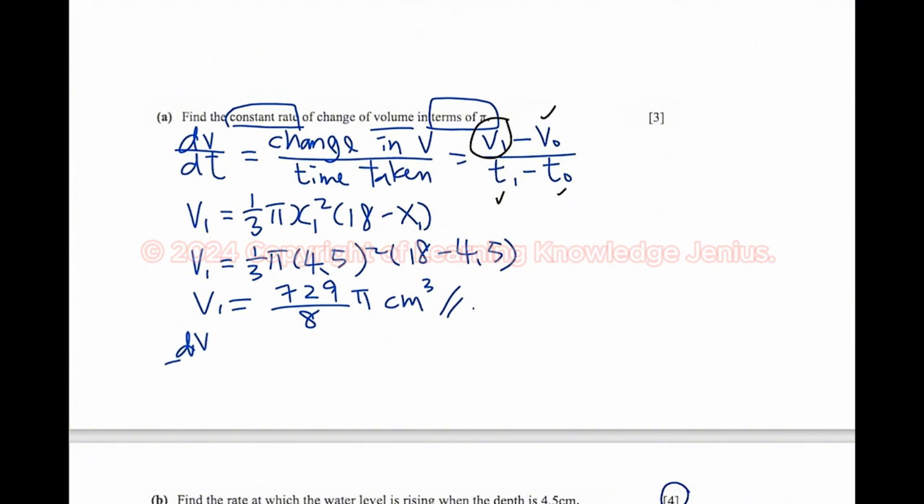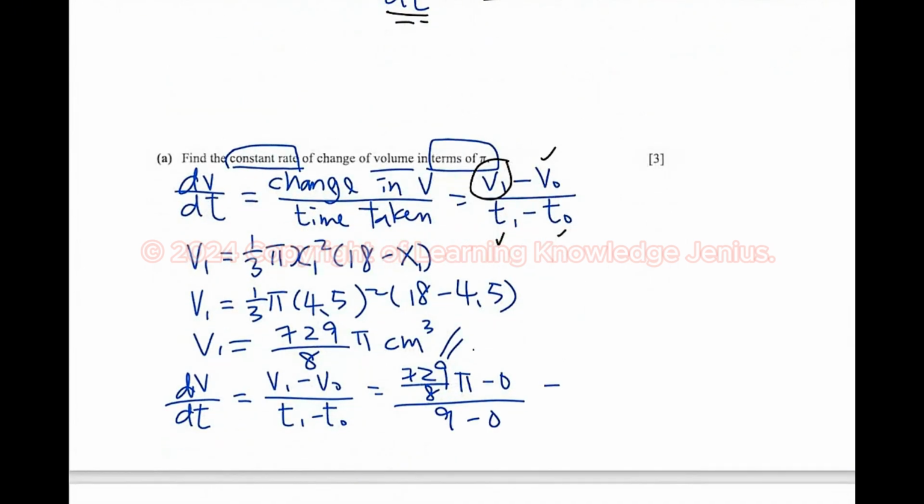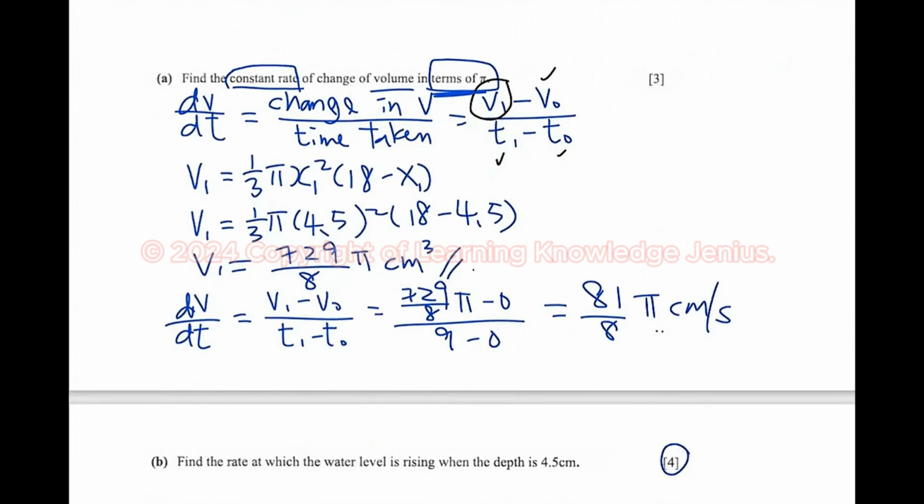So dV/dt is equal to (V1 minus V0) over (T1 minus T0). We can sub the values we have known here, over T1, 9 seconds, minus 0, and then we can leave it. The question mentioned in terms of pi, so we have to leave our answer in terms of pi here. So this is how we do the constant rate.